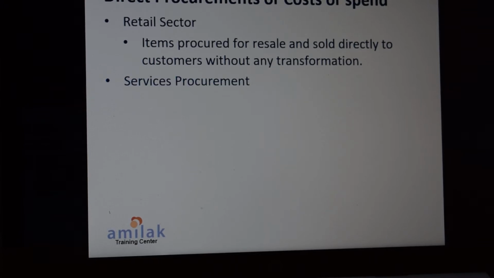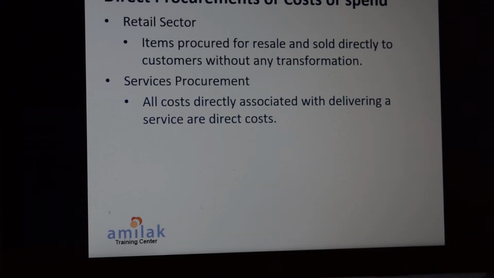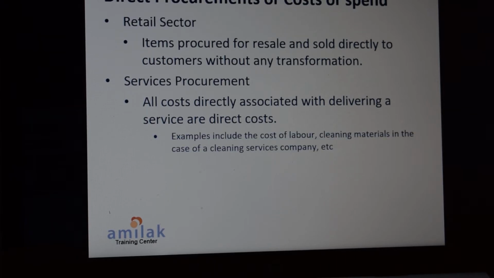All right. Then in the services, if you're in a services environment, all costs associated with delivering a service are regarded as direct costs or direct procurements or direct spend when you analyze spend within that organization. So I take an example of a cleaning company or cleaning services company.